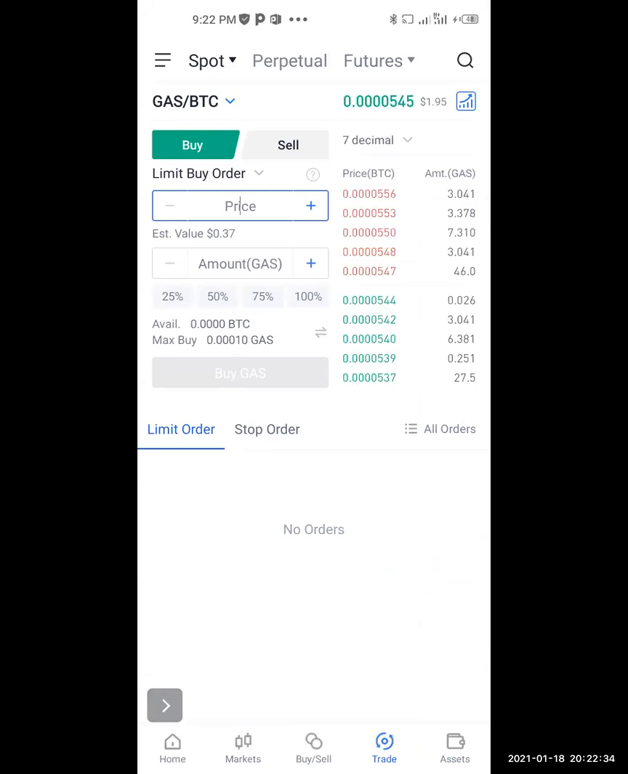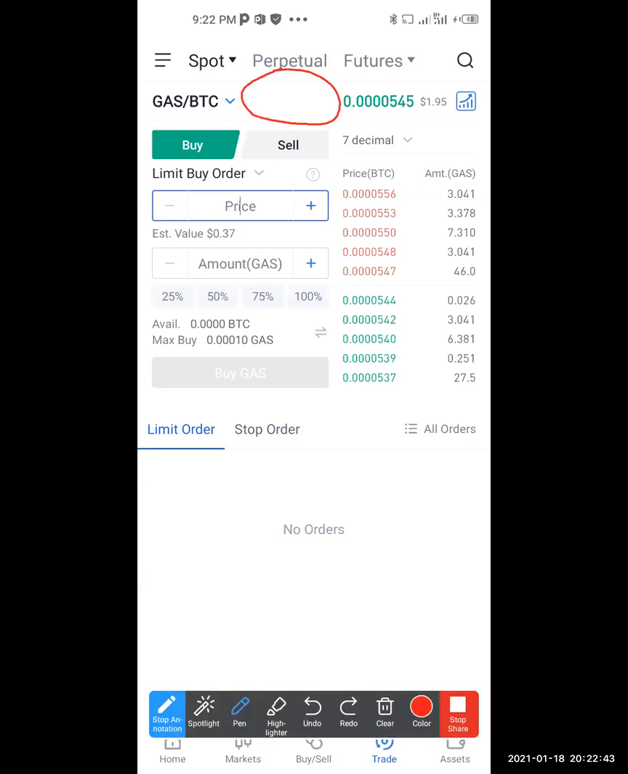Now there's what we call the order types. Order types are the things that help you to buy and sell a coin. Now look, the order types are here.